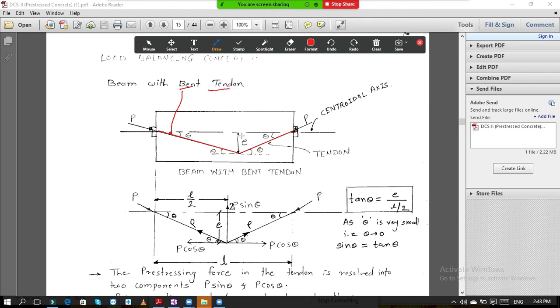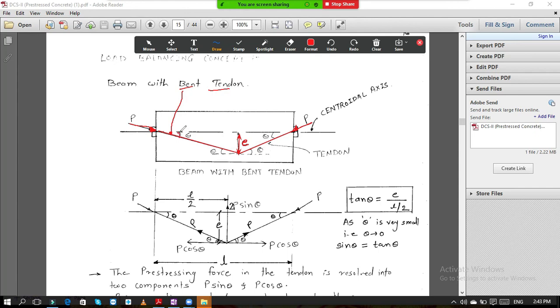Now see this distance. This is nothing but your eccentricity E. Here the eccentricity is not constant. If you see, this distance is different, this is different, this is different. So we consider the maximum eccentricity. Now this is a beam. Again, this is the pre-stressing force as usual. Pre-stress is applied over here. So this is the pre-stressing force, and this is the bent tendon.